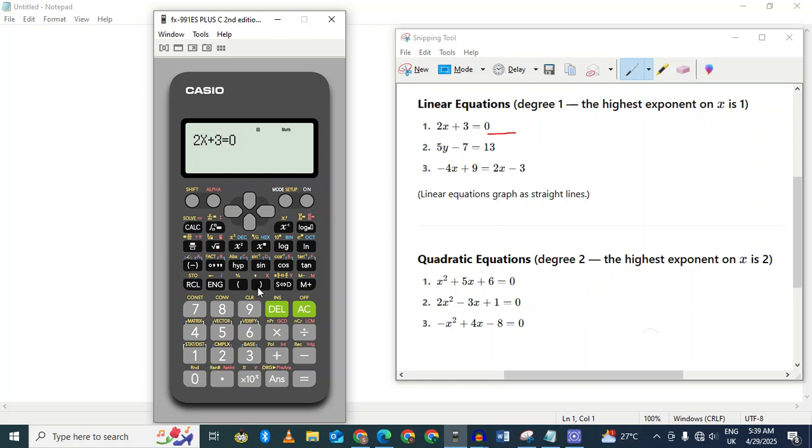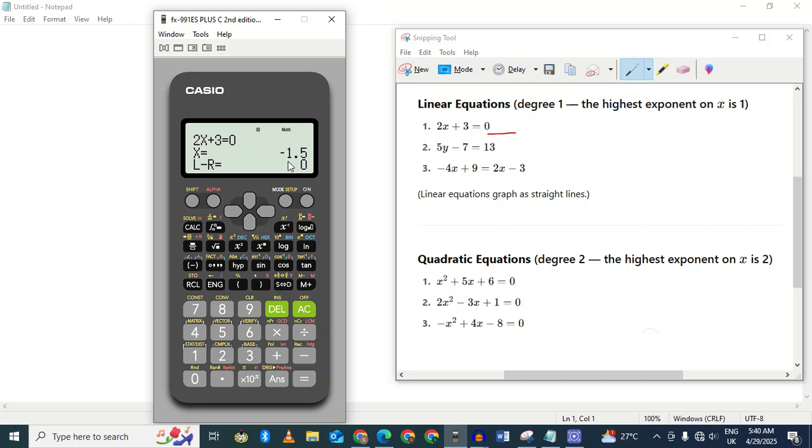The next step now is to perform the calc function. To do that, you press shift, calculate, and now it's asking what it is solving for. S. So if we press the equal sign, it gives us the value. Our S is equal to minus 1.5. So what it practically did was take this 3 to the right side, giving us minus 3. If you divide through by 2, we have minus 1.5.